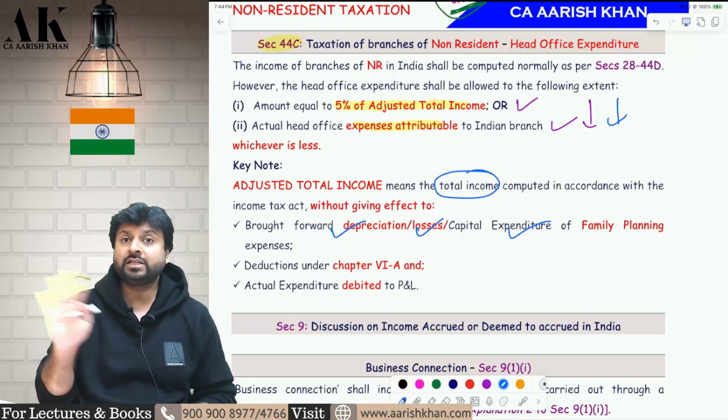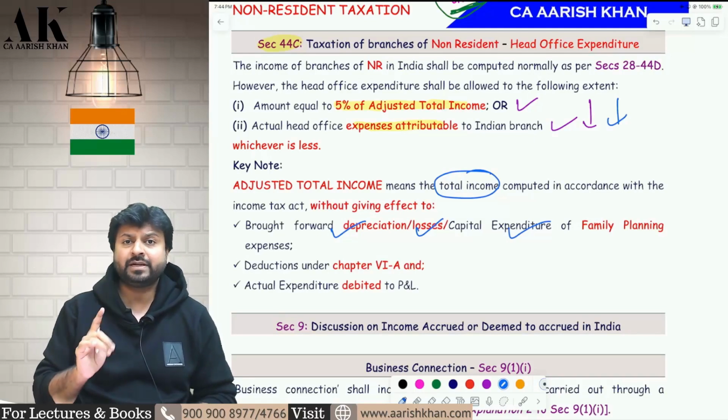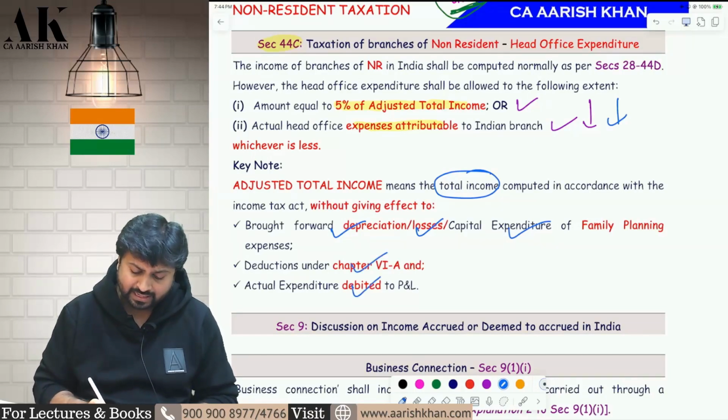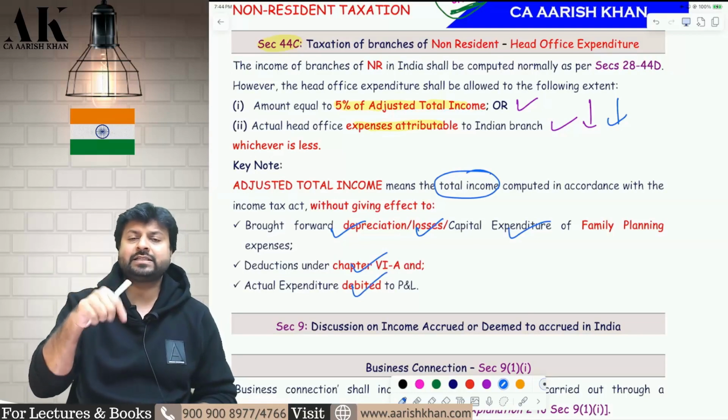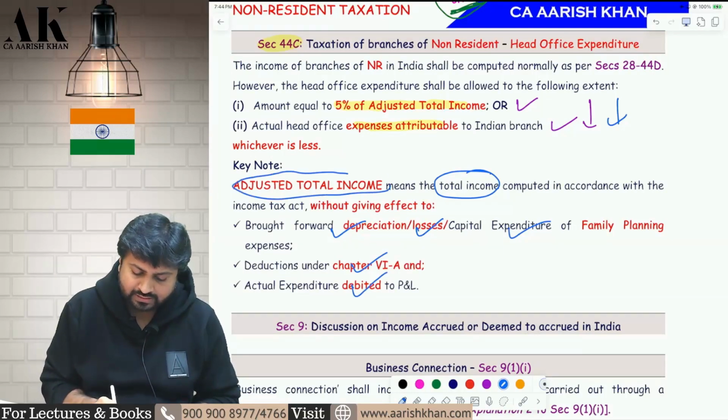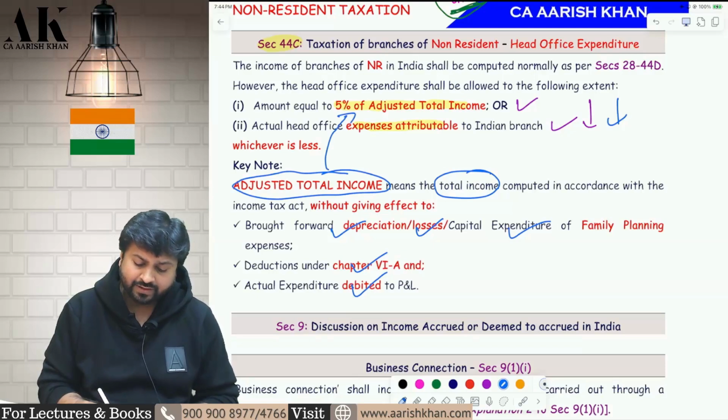Don't add back revenue expenditure of family planning. Only add back capital expenditure of family planning. Then add back chapter 6A and then add back the actual head office expenses debited to P&L. After doing all those things, the adjusted total income will come. Take 5% of that.